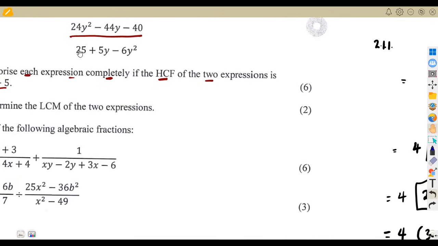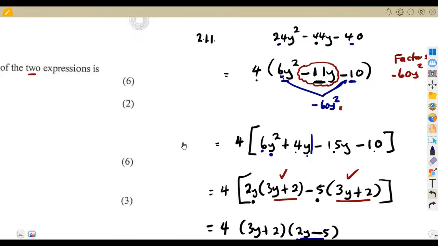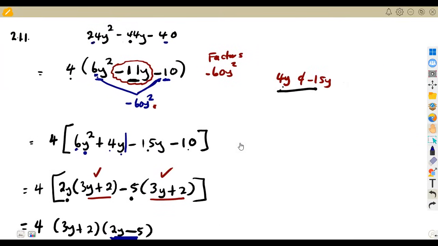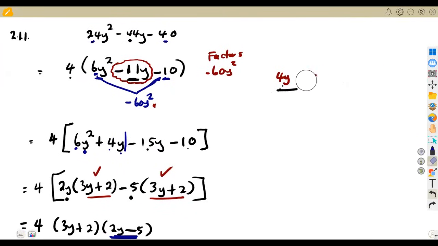We factorize this part of 25 plus 5y minus 6y squared. All right, so we're going to do our factorization just like the previous part here. Now we are having this as 25 plus 5y minus 6y squared. So this is what you're given. We can try to start by writing y squared just like this part here, starting with y being squared.